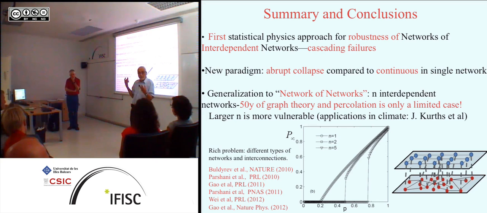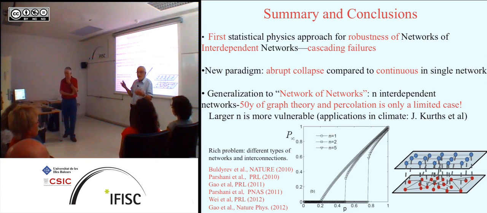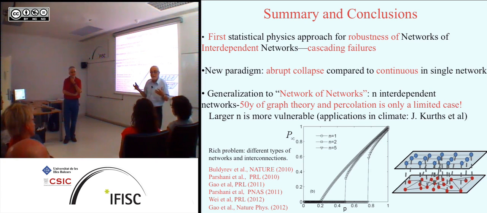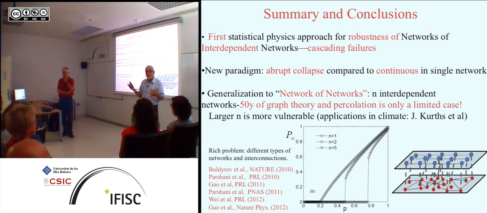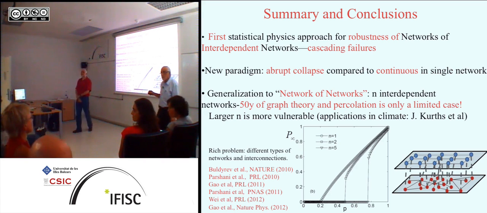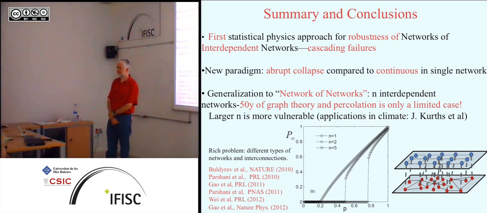But what I showed here is that if you have dependency between networks, it only increases vulnerability, and the vulnerability becomes very, very strong because of cascading failure. This was documented in blackouts and other examples. Please.